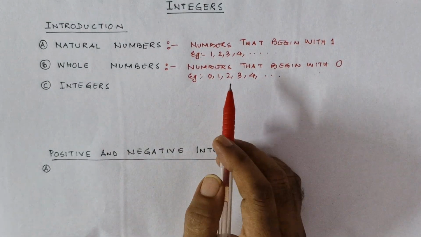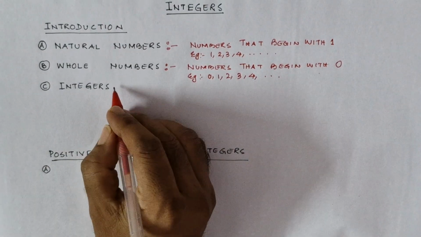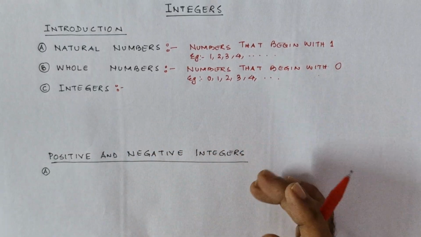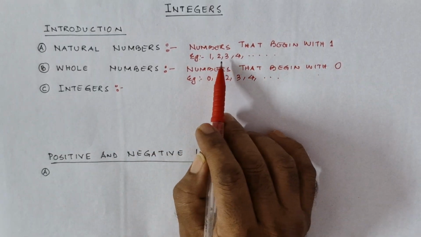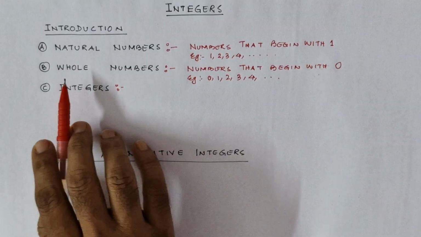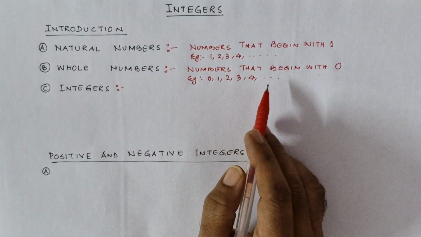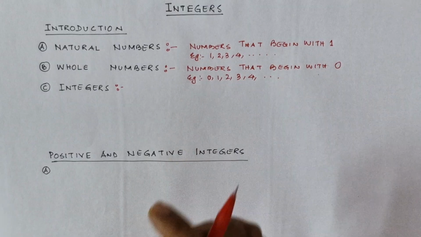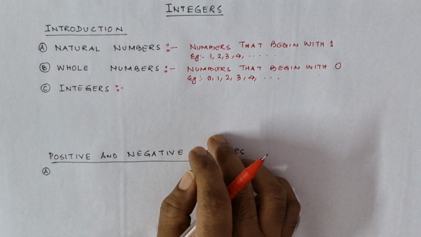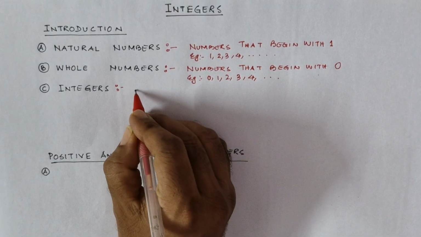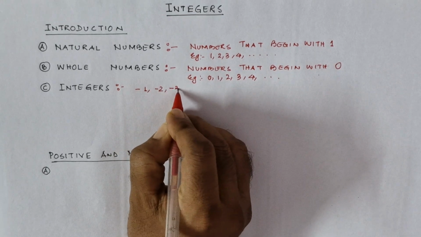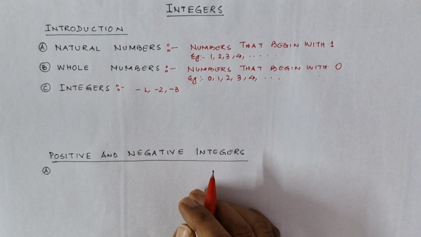Now let's come to integers then. Do you know what is before 0? We have gone through 1, 2, 3, 4 natural numbers. Whole numbers are 0, 1, 2, 3, 4. So what comes before 0, right? There are negative numbers before 0 like -1, -2, -3, right?